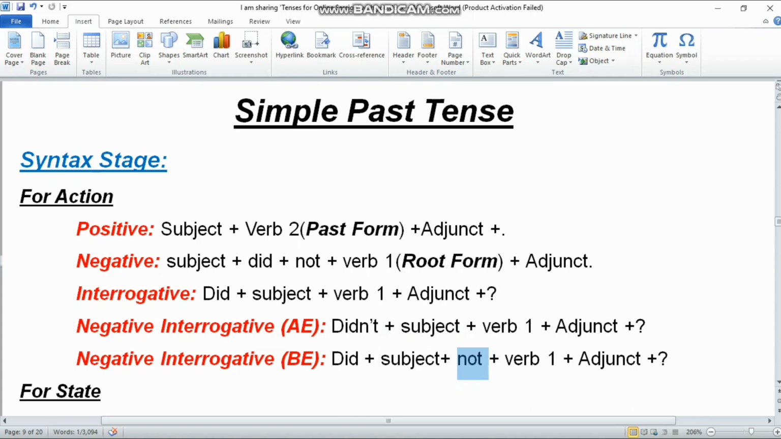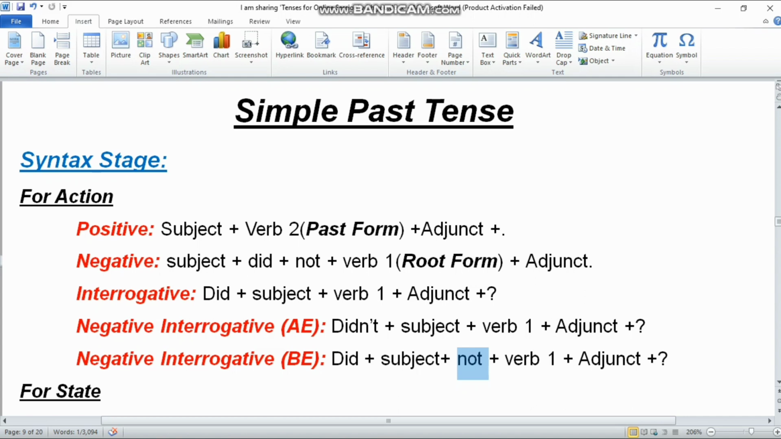Let's have some examples. I played cricket yesterday. I did not play cricket yesterday. Did I play cricket yesterday? Didn't I play cricket yesterday? Did I not play cricket yesterday?